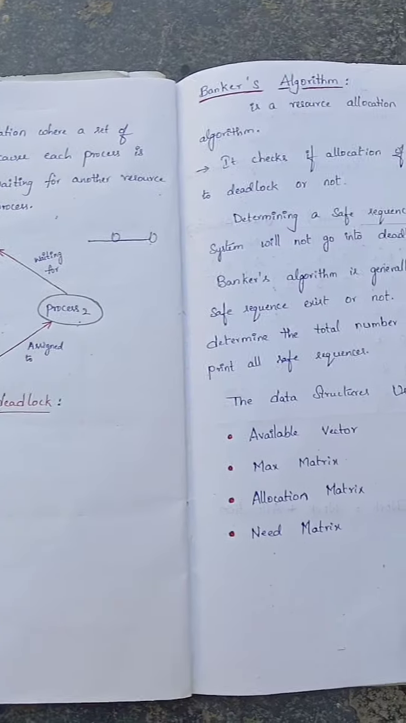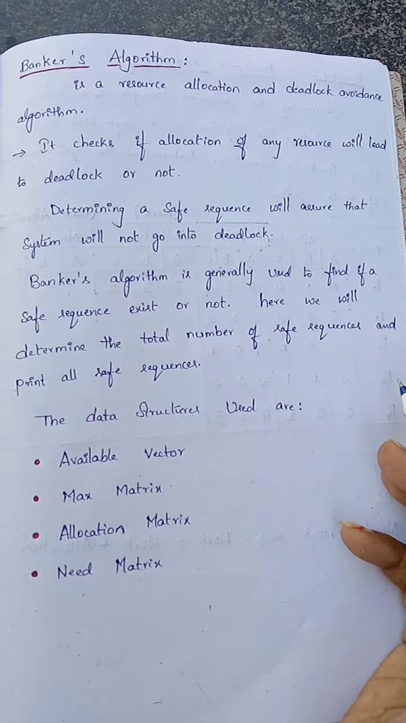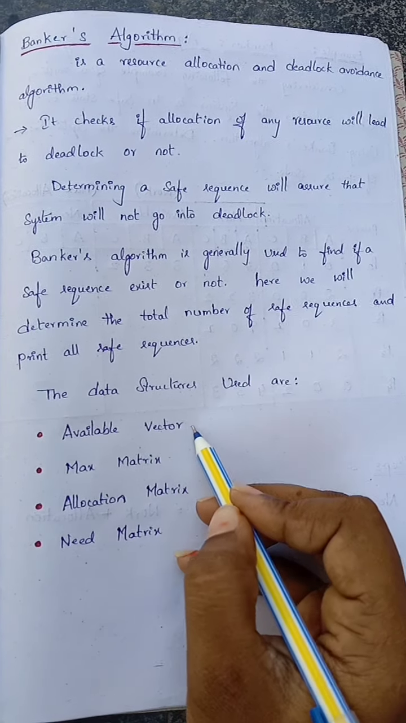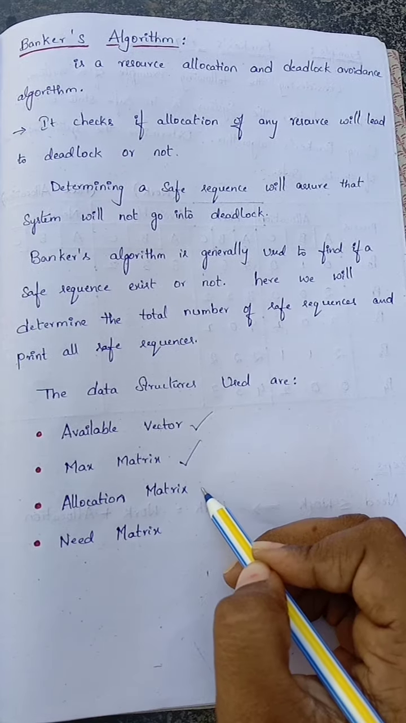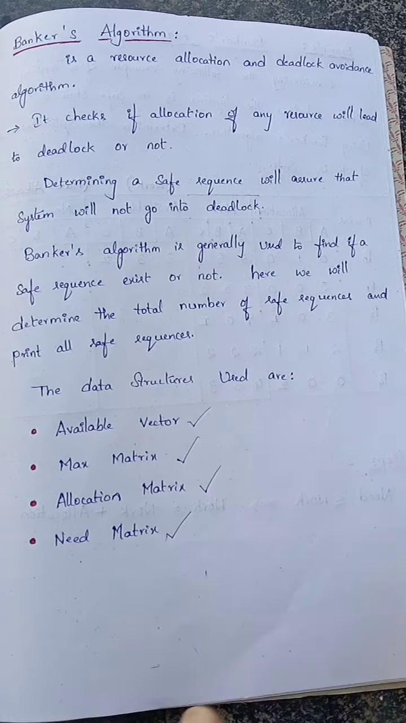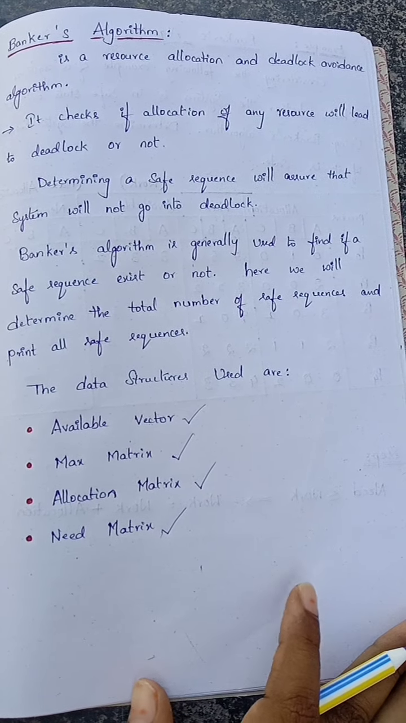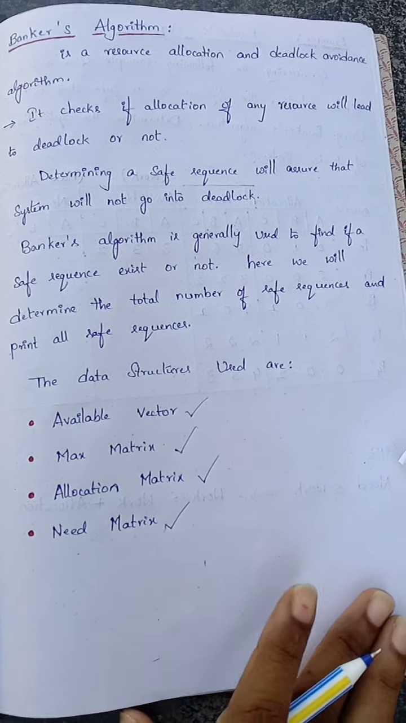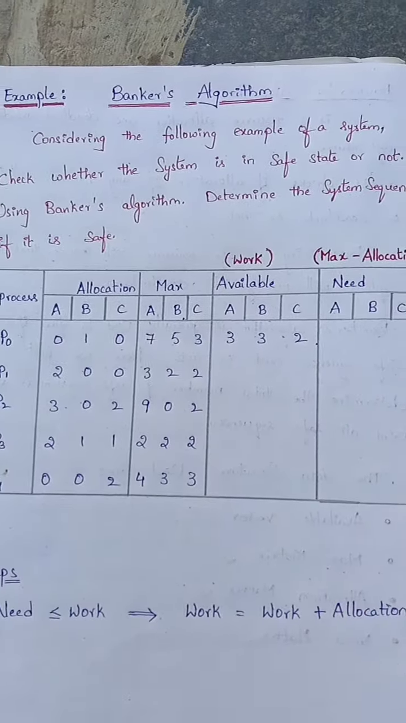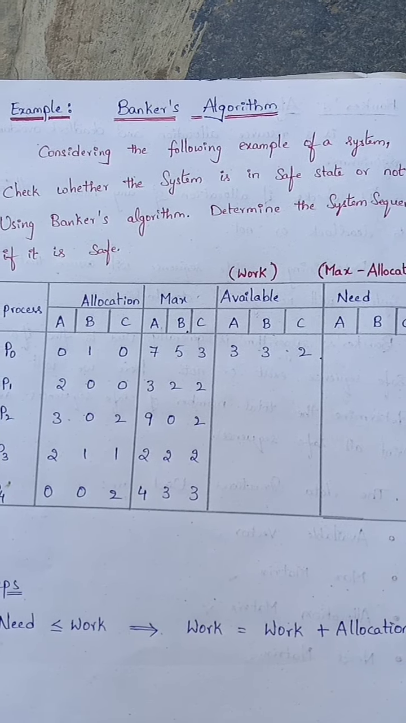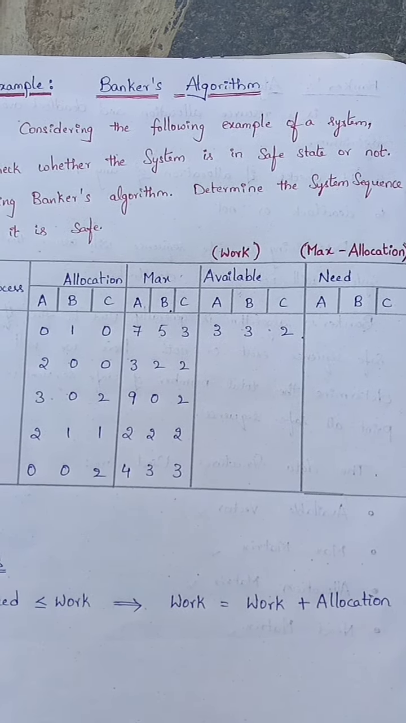The data structures that are used to develop Banker's algorithm are the available vector, max matrix, allocation matrix, and need matrix. So we'll see with an example. Here we will be talking about the Banker's algorithm, a very easy way to implement, and you can solve this problem in 2 to 3 minutes. That simple it is. Here we begin.